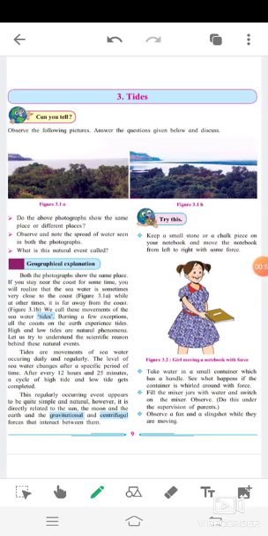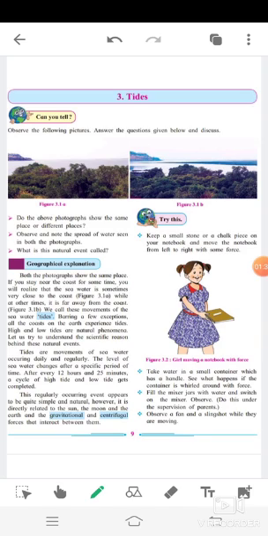Barring a few exceptions, all the coasts on the earth experience tides. High and low tides are natural phenomena. Let us try to understand the scientific reason behind these natural events. Tides are movements of sea water occurring daily and regularly. The level of sea water changes after a specific period of time. After every 12 hours and 25 minutes, a cycle of high tide and low tide gets completed.